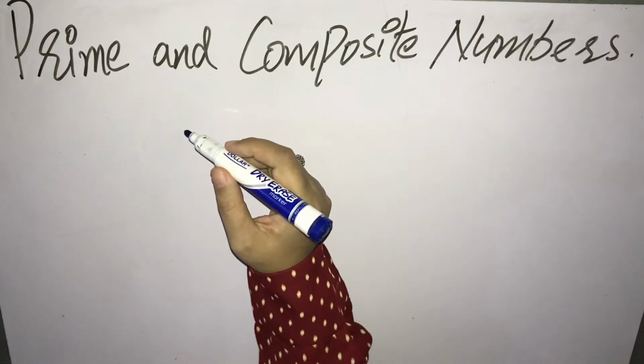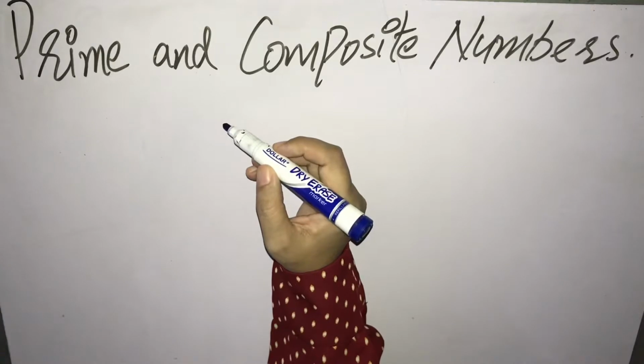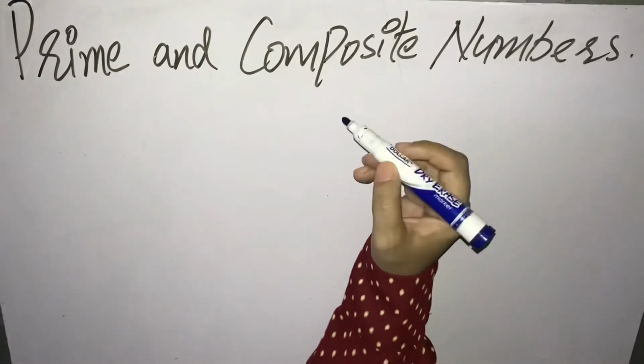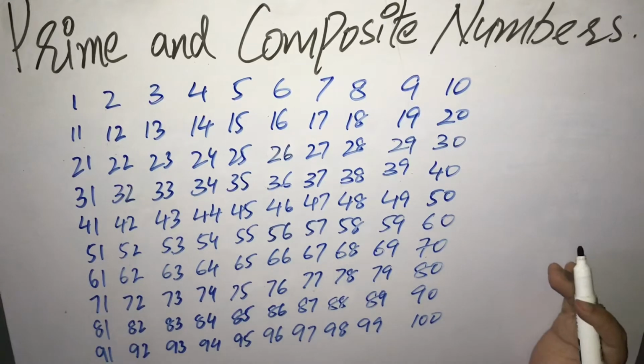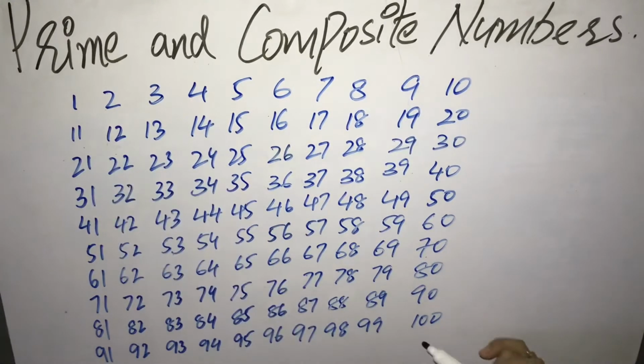Prime and composite numbers. A prime number is a number which has exactly two factors. A composite number is a number which has more than two factors. I have written these numbers just to separate the prime numbers and composite numbers. These are from 1 to 100.